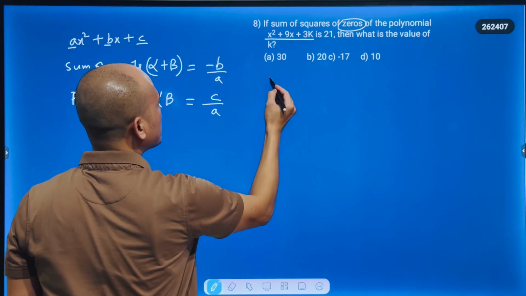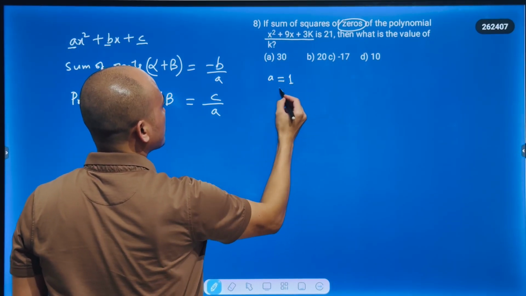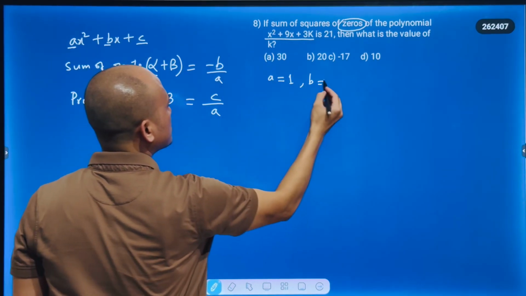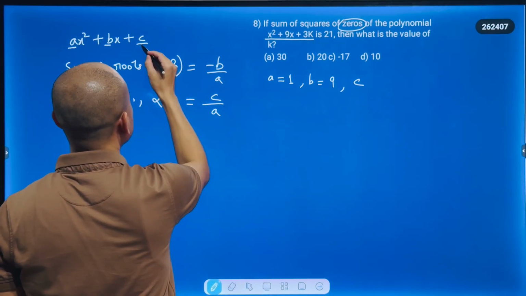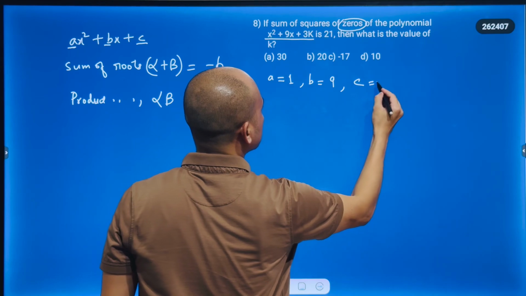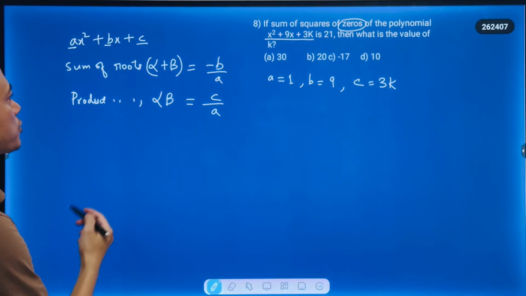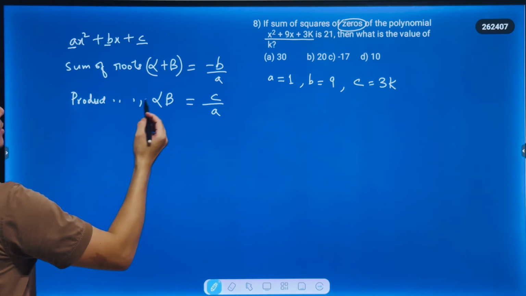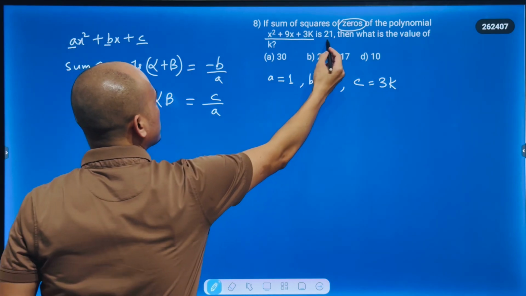So here a is what? Here there is nothing, so a is 1. Then b is this 9x, so b is equal to 9 and c is equal to 3k. So the sum of squares of roots of the polynomial is 21. Sum of squares of the roots. So we have to take the squares and get the sum of squares of roots in that format, then we can use the value of 21.